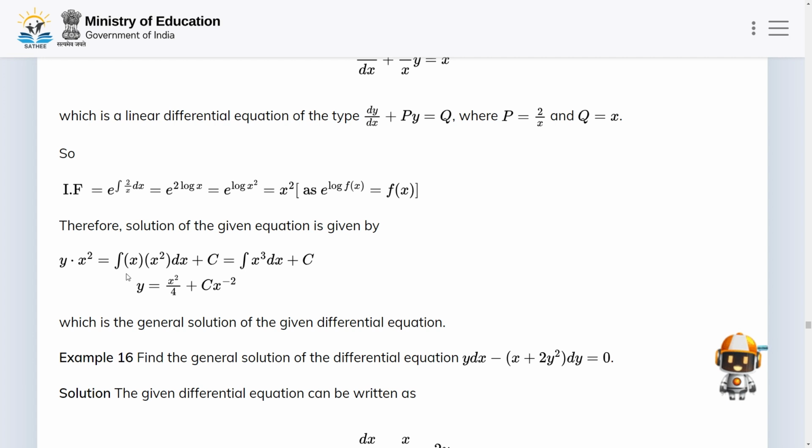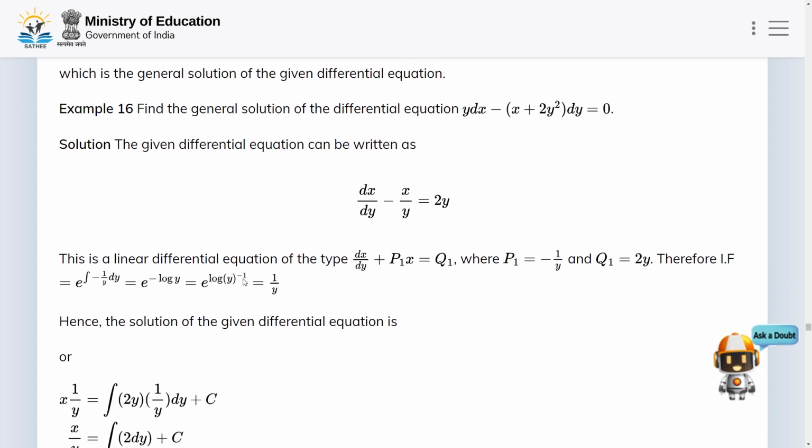Now using the final form, y multiplied with the integrating factor is equal to integration of the integrating factor multiplied with q dx plus some constant. So integration of x cubed dx plus some constant, this means x power 4 by 4. Now divide both sides by x square, and you will get the final general solution as this: y is equal to x power 2 divided by 4 plus c x power minus 2.